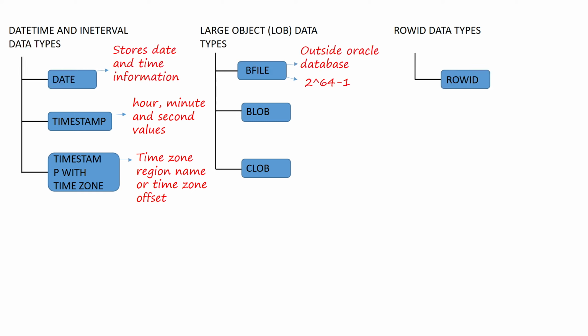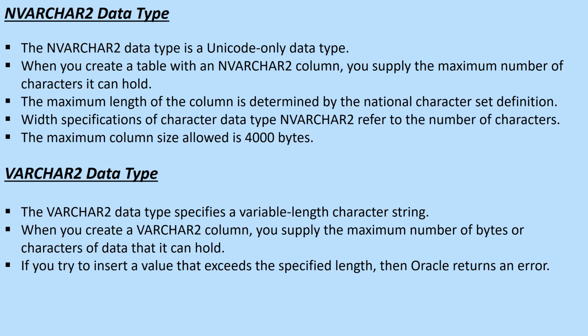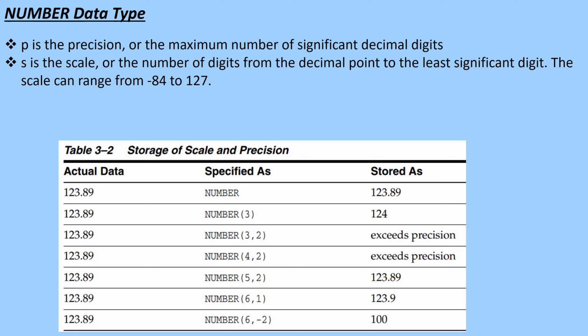Now let us look into the important points of data types. The first one is char data type, and the next data type is nchar data type. Now we are looking into varchar2 data type.